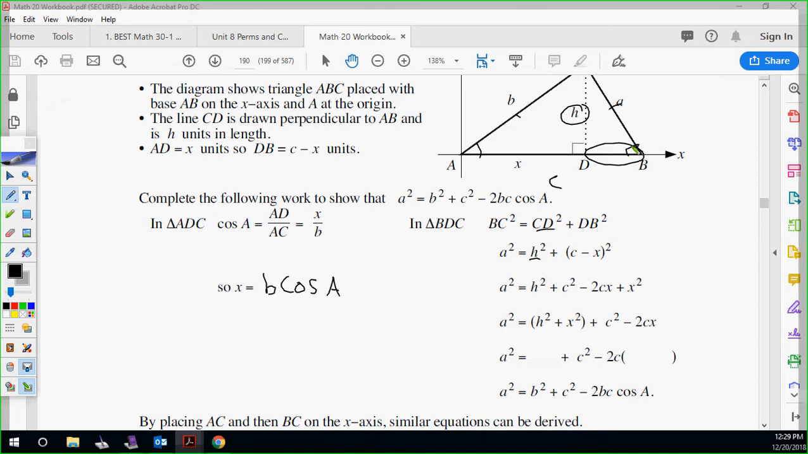And then here, we move H squared plus X squared. Well, H squared plus X squared, see that? What should that equal? B squared. It should be equal to the hypotenuse squared. And so then when they sub in B squared here, and we just figured out what X is. What's X? B cos A. So this is the cosine law.